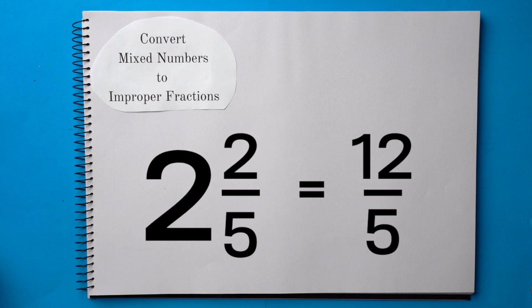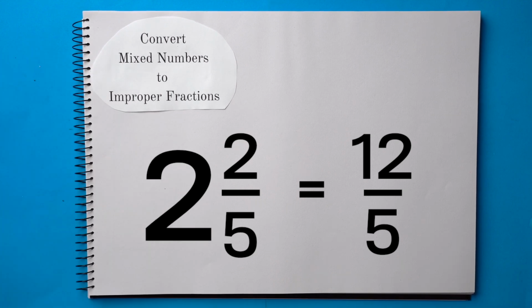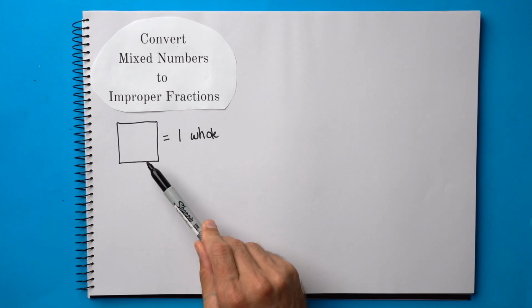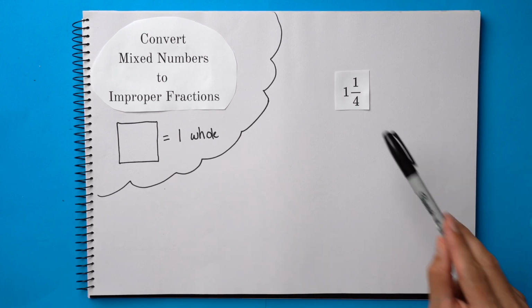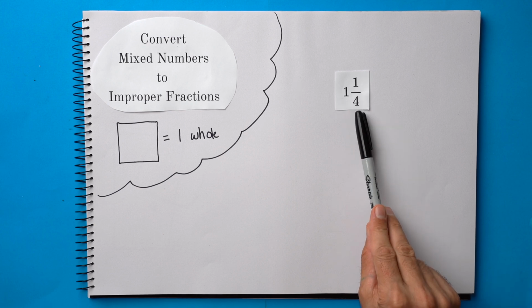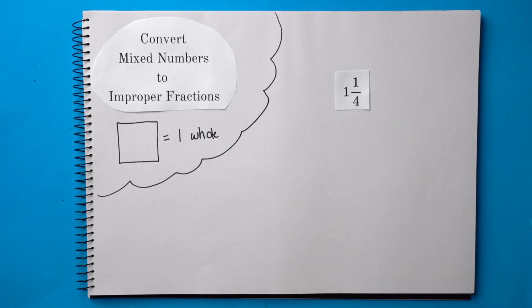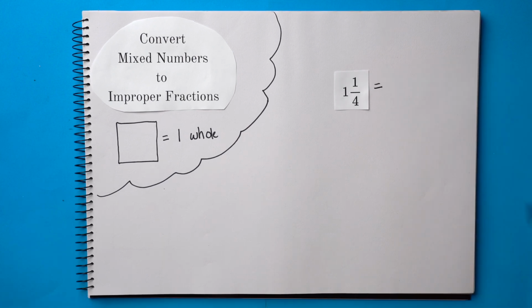In this video we're going to be doing a full breakdown of how to convert mixed numbers to improper fractions. For the purpose of this video, this square is going to represent one whole. Here we've got an example of a mixed number. It's got a full number 1 and the fraction is 1/4. We want to convert this into an improper fraction.